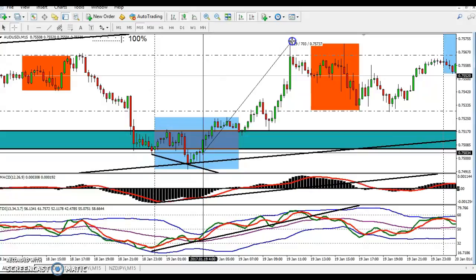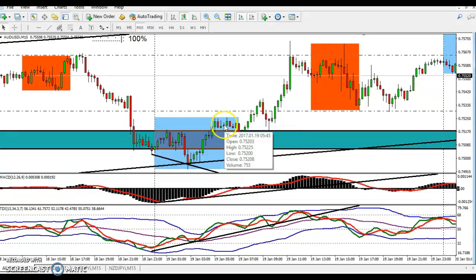70 pips. $700 on a standard lot, for holding it for 1, 2, 3, 4, 5, 6, 7, 8, 9 hours. Okay? You would have got $700. Alright? 9 hours of work. $700.